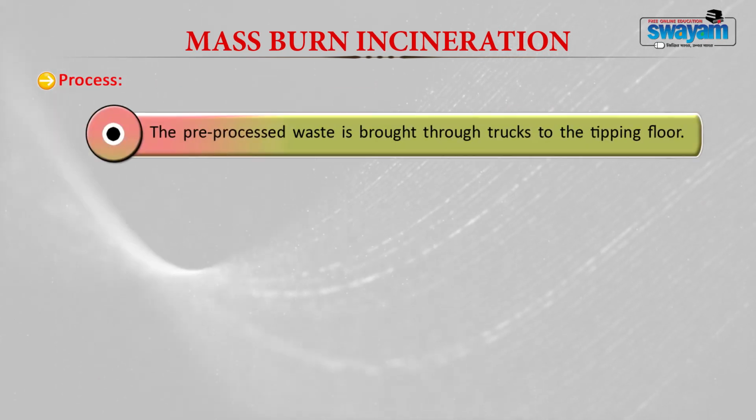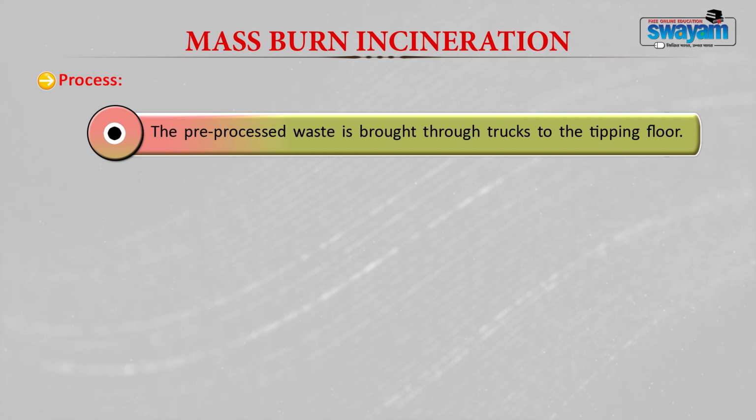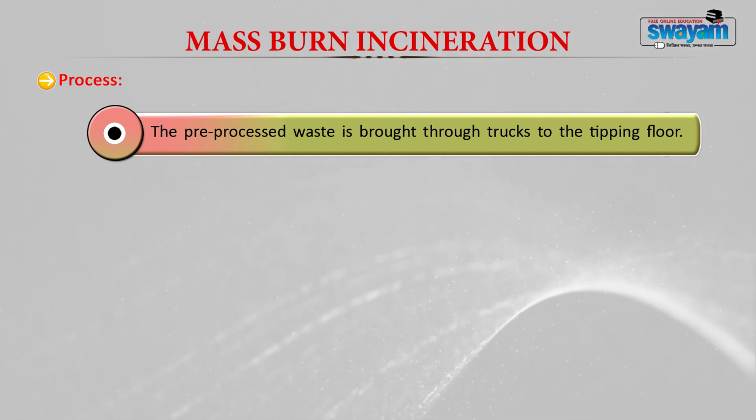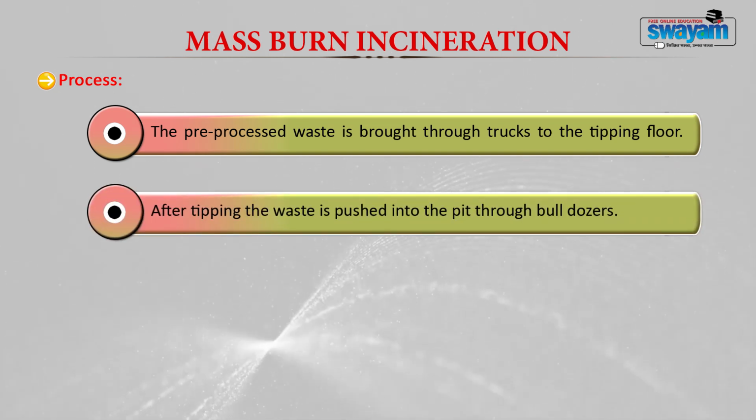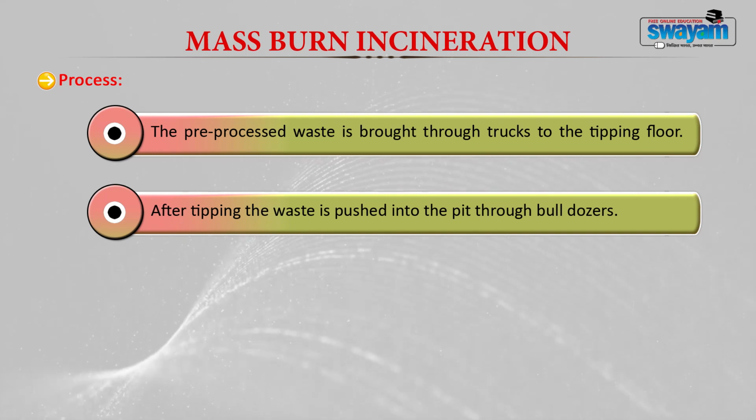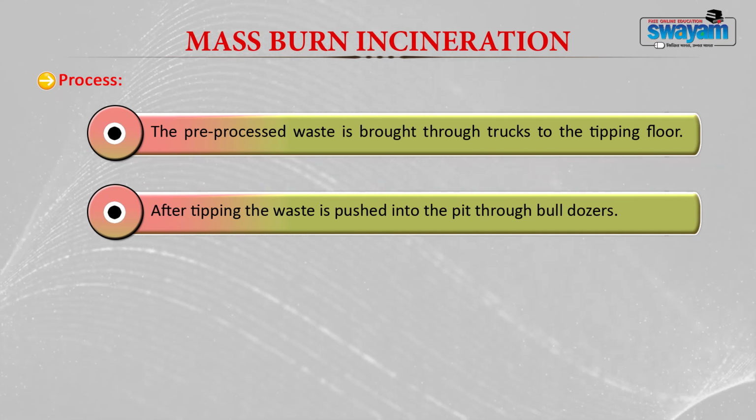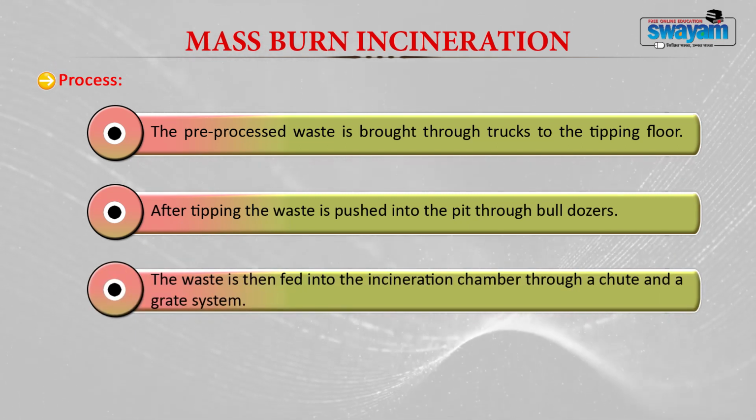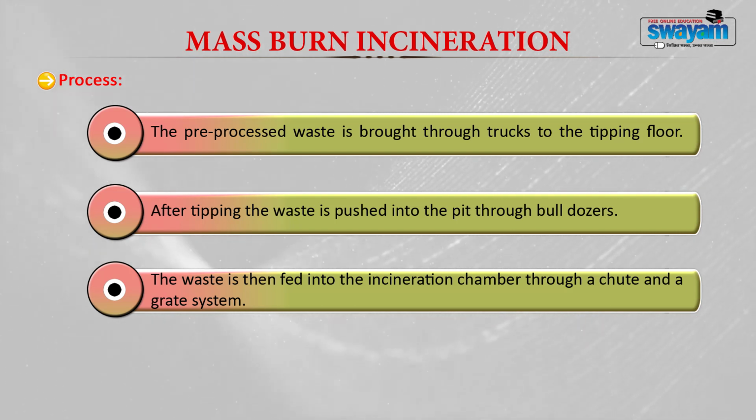Here the pre-processed waste, I mean the segregated, size reduced or volume reduced waste, is brought through trucks to the tipping floor. Once it is dropped onto the tipping floor, it is pushed into a pit through a bulldozer. Once it is pushed into the pit, it is slowly fed into an incineration chamber through a chute and a grate system.